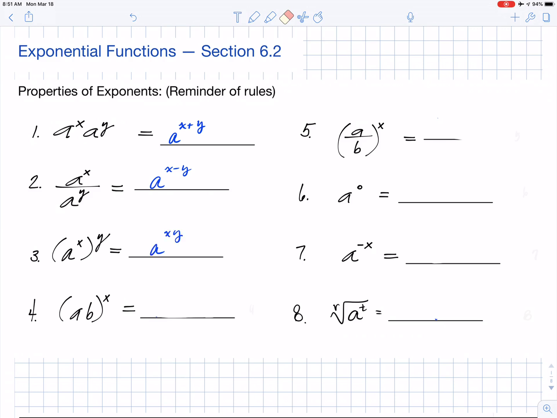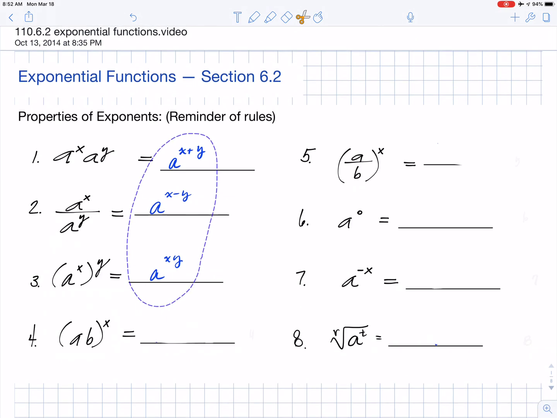Now, I'd like to point out that for all three of these rules, notice that the base did not change. And number one, my base was A, it stayed A. Number two, my base was A, it stayed A. Same for number three. So just understand that you're keeping your base. It's only your powers that you're working with here.